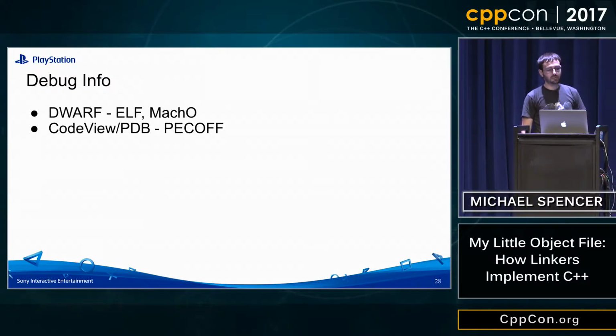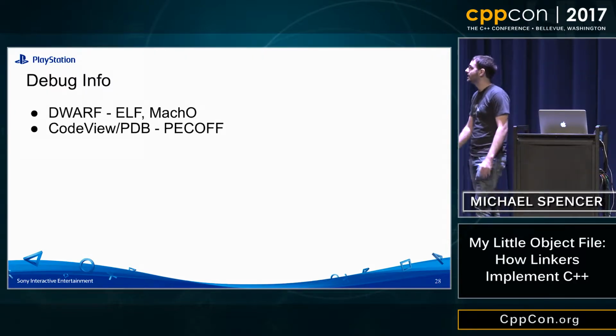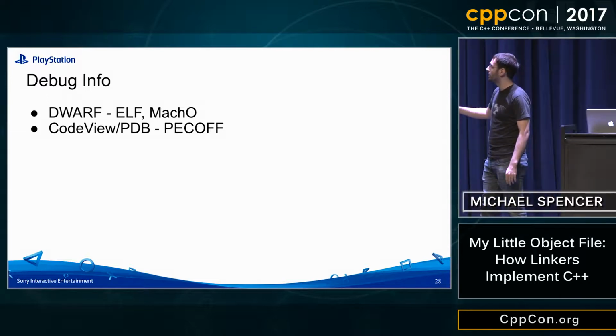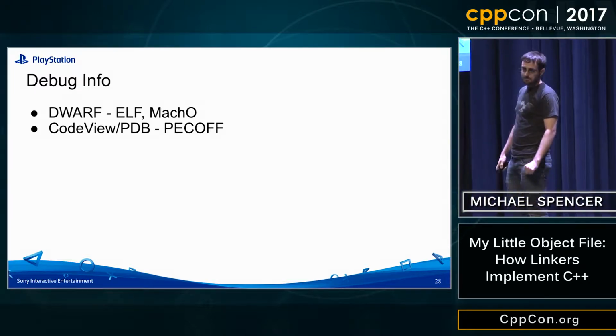So let's talk a little bit about debug info. I could give a whole talk, multiple days, about debug info. But there are two main debug info formats now. There's DWARF, which is used on ELF and Mach-O, and CodeView/PDB, which is used on PE/COFF.